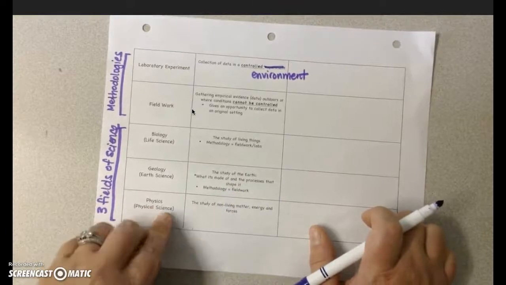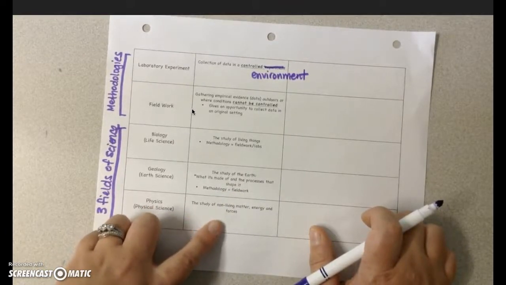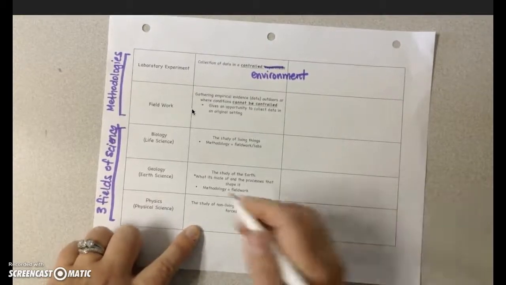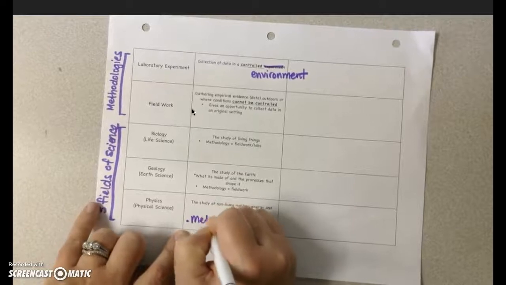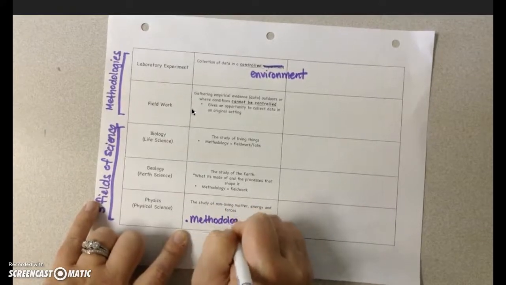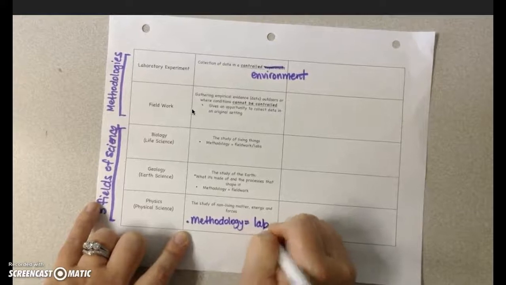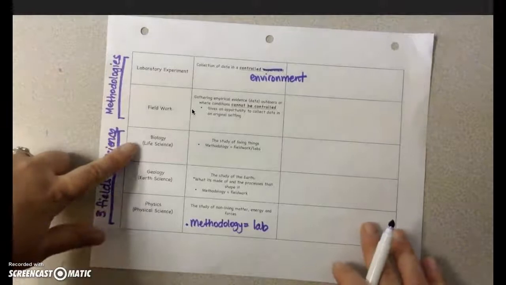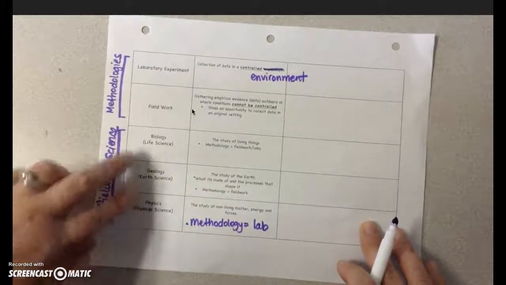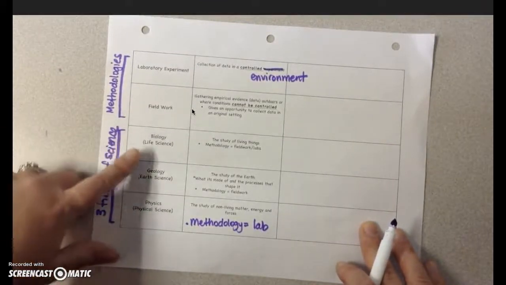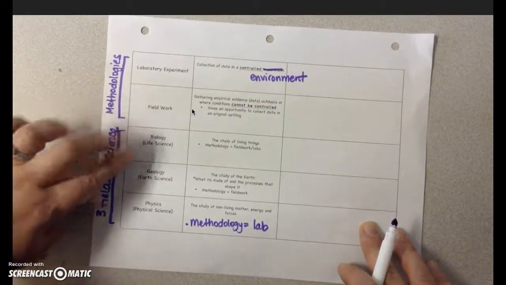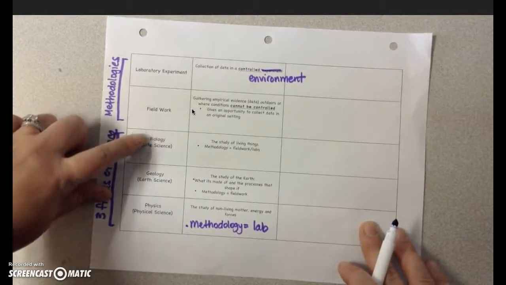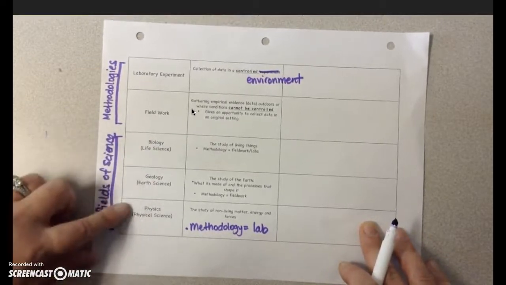Physics, or physical science, this is a study of non-living matter, energy, and forces. I forgot to put methodology here, so we need to add methodology would be in a lab. Okay? So, I put these life science, earth science, physical science in parentheses underneath the terms biology, geology, and physics because they're interchangeable. You'll see both of them. So you need to make sure that you know that life science means biology and biology means life science, and the same for geology and physics.